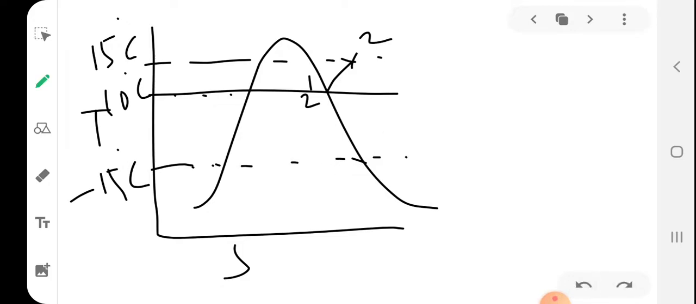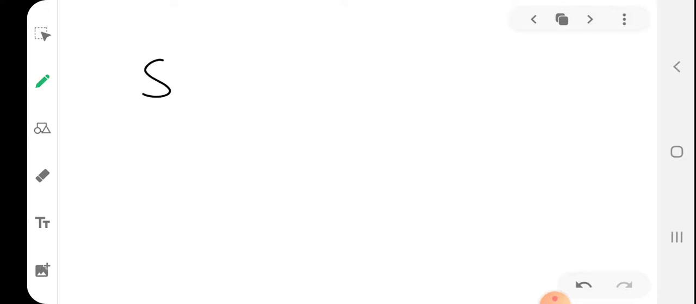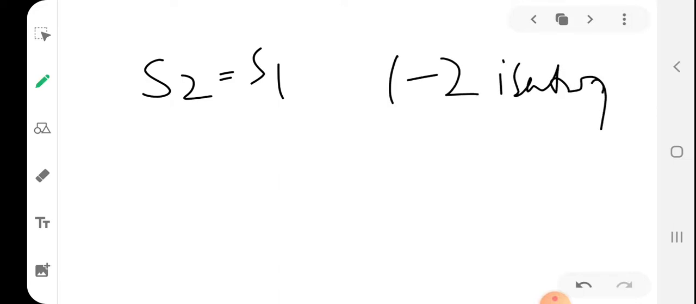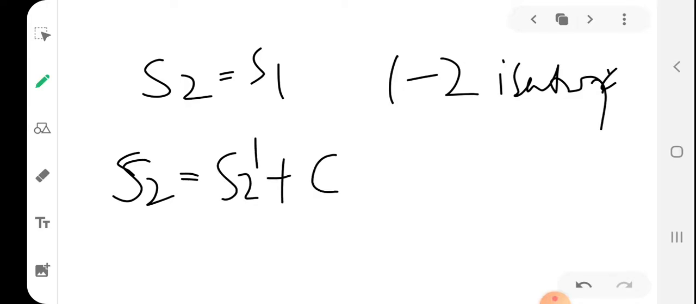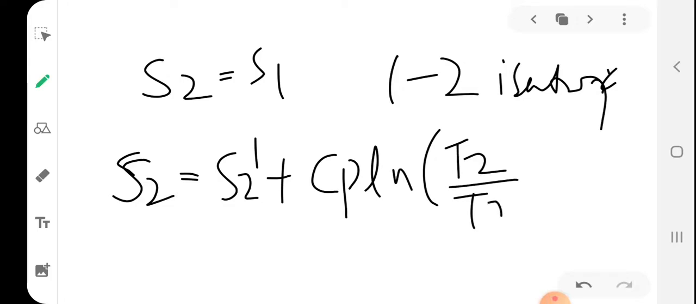So how will you do this problem? That is a very important problem, so here you have to apply a trick. What is that trick? S2 will be equal to S1, because 1 to 2 is isentropic. So S2 will always be equal to S1. But you can find S2 as S2 dash plus Cp log T2 by T2 dash, right?